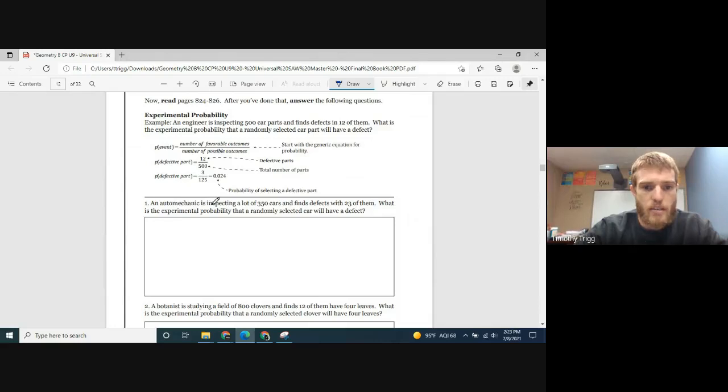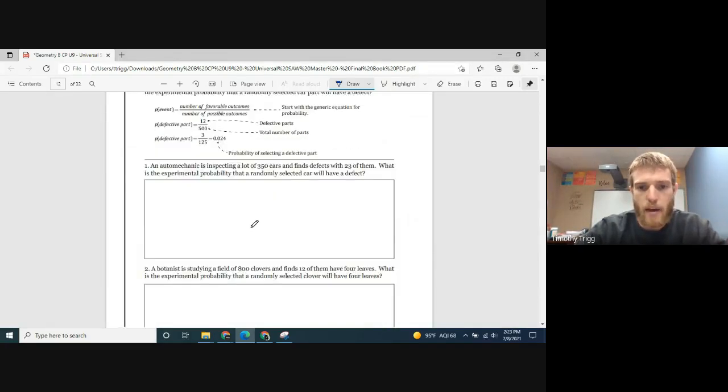An auto mechanic is inspecting a lot of 350 cars. So I'm looking at problem 1 here, and finds defects in 23 of them. What is the experimental probability that a randomly selected car will have a defect? So what's the probability of finding a defect in this case? Since we're looking for defects, how many in the experiment had a defect? Well, 23 of them out of the total 350. And that's it. You're done.